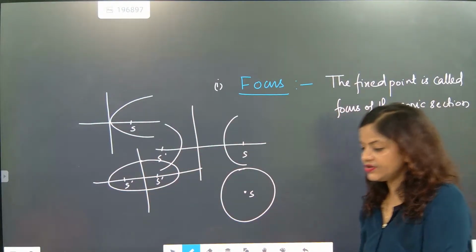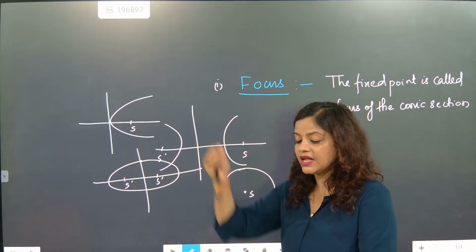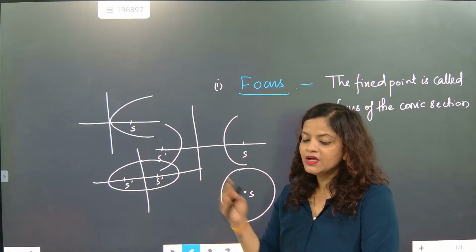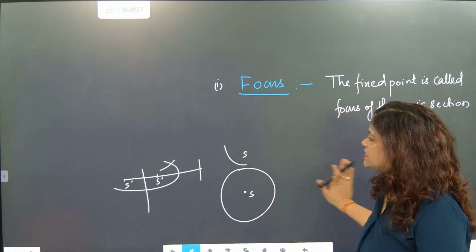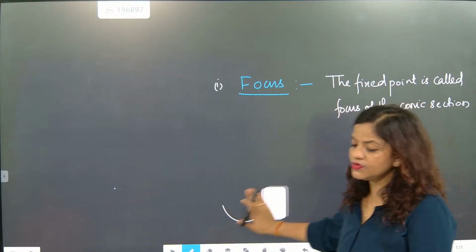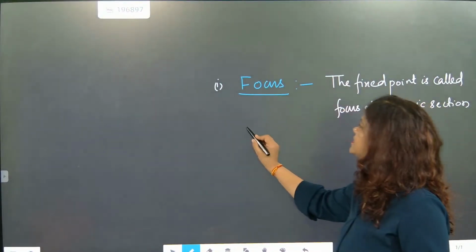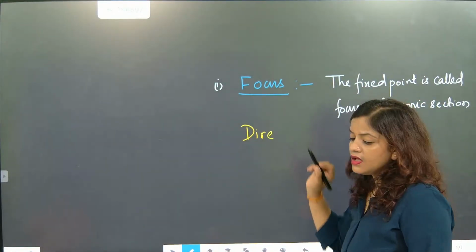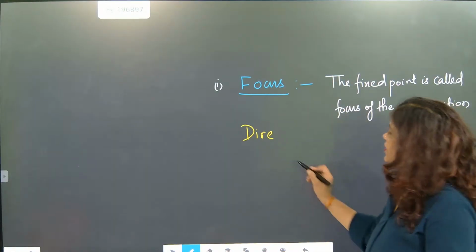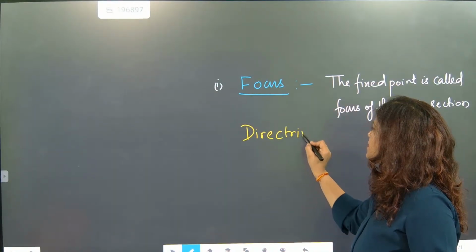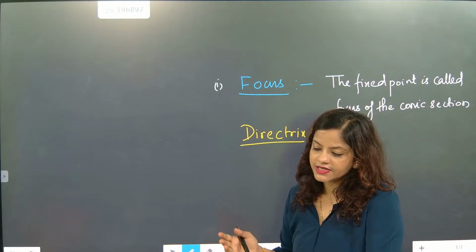Understood? Now directrix. When we were drawing the cones, you might have seen that I was drawing one dotted line. So let's talk about that part. The next part is considered as directrix. Once you understand the directrix content, you will understand many parts. So what is directrix? Remember this part. This is very, very important for class 12. So the second section is considered as directrix.